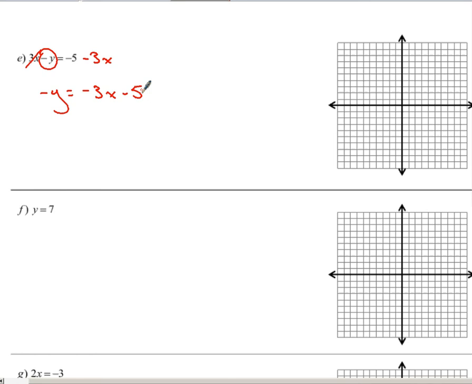Watching your signs carefully on this one, you got the negative y you're bringing down, so we divide everything by -1. If I divide everything by -1, I'm just changing sign, so it becomes 3x plus 5. Y-intercept on this one being 5. Plot my point at 5. From that point, I go up 3 and 1 to the right. That was an okay effort.